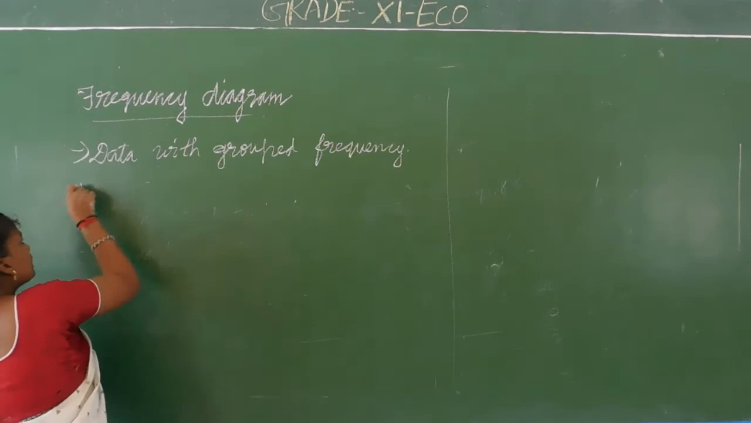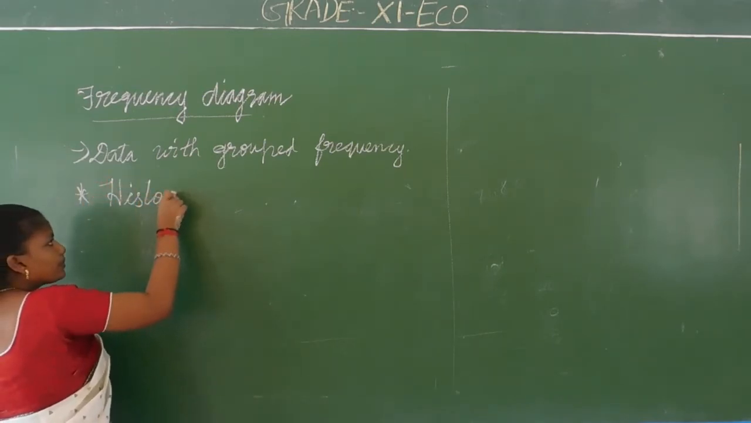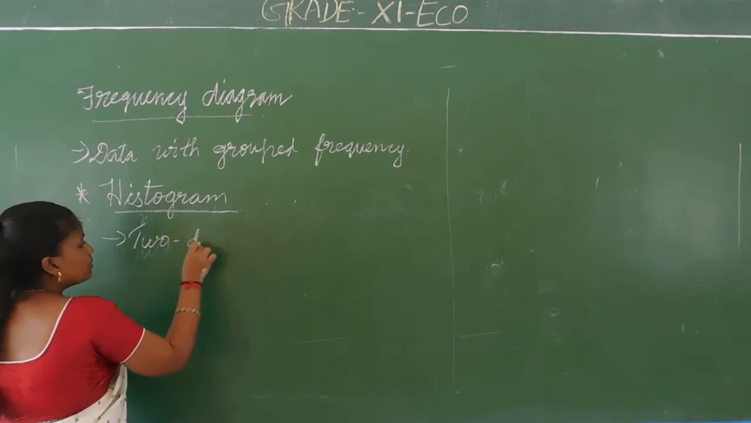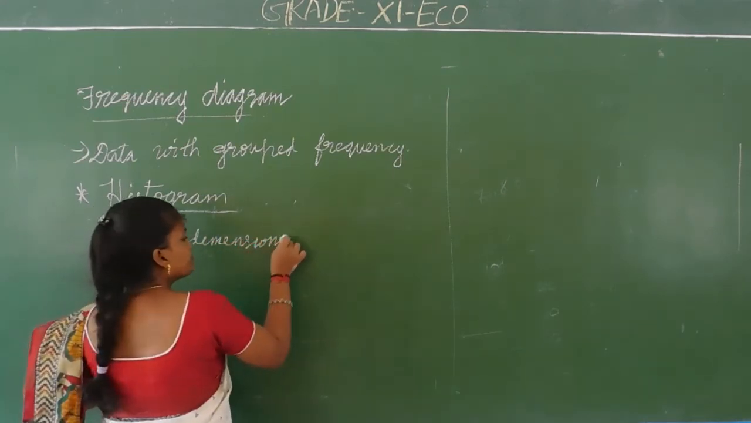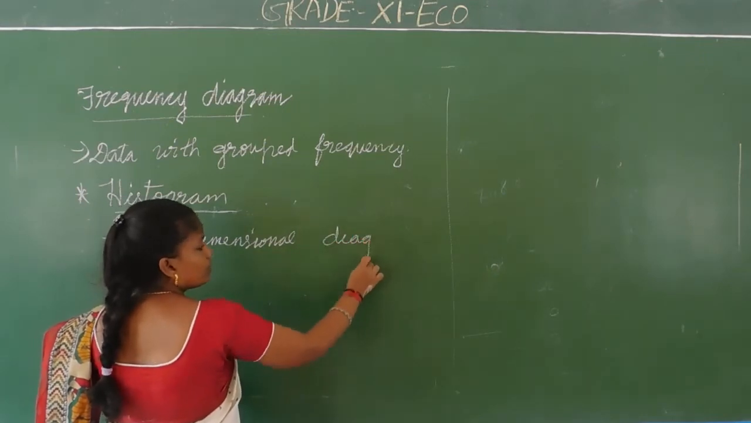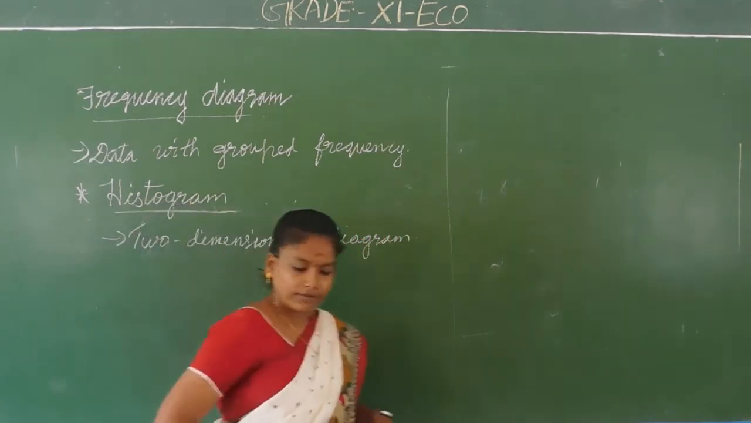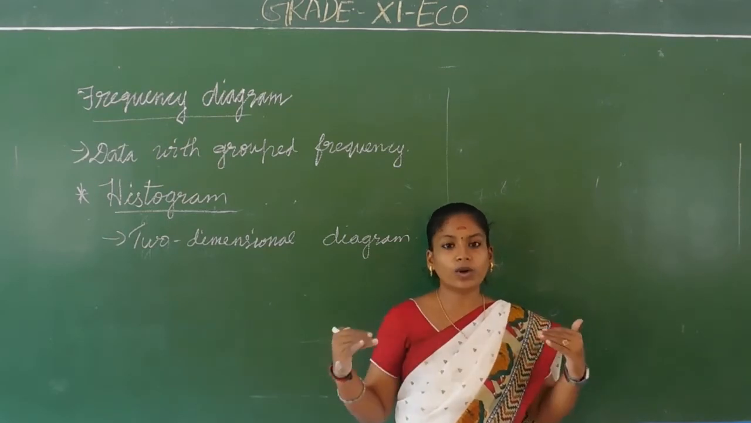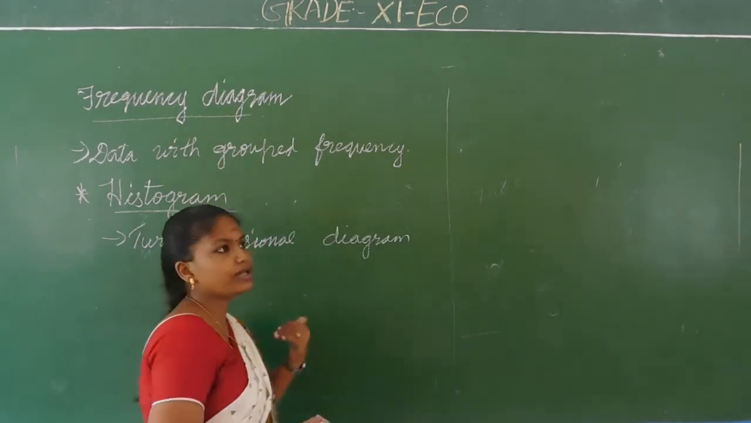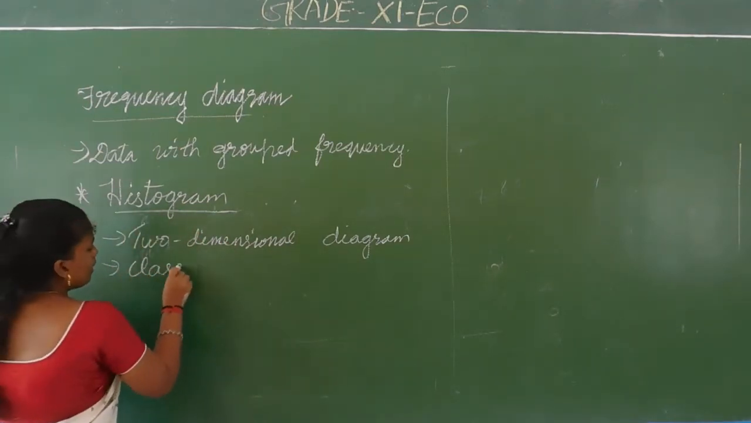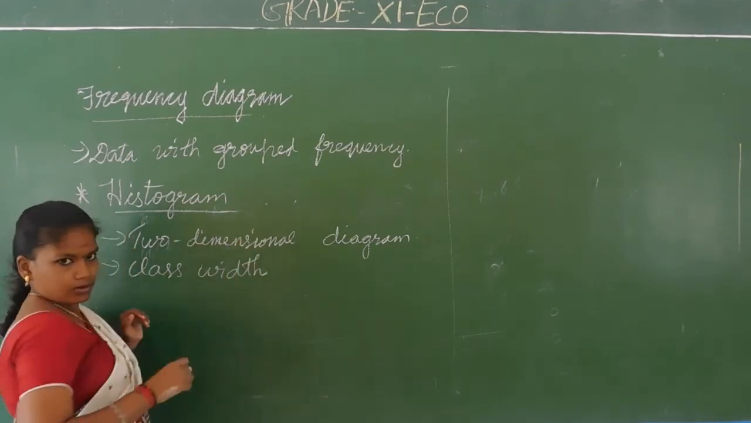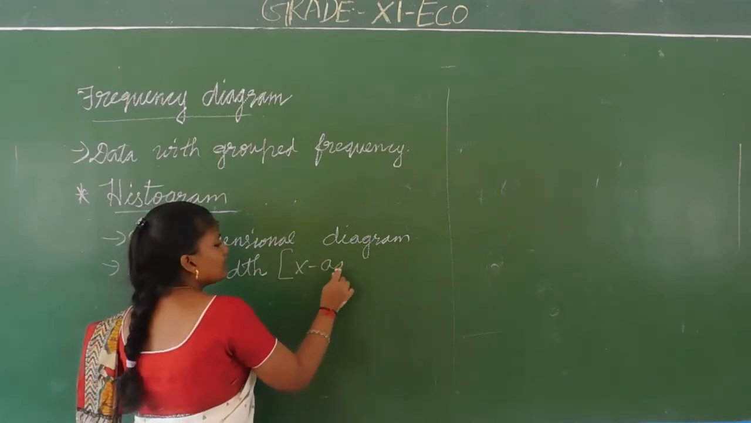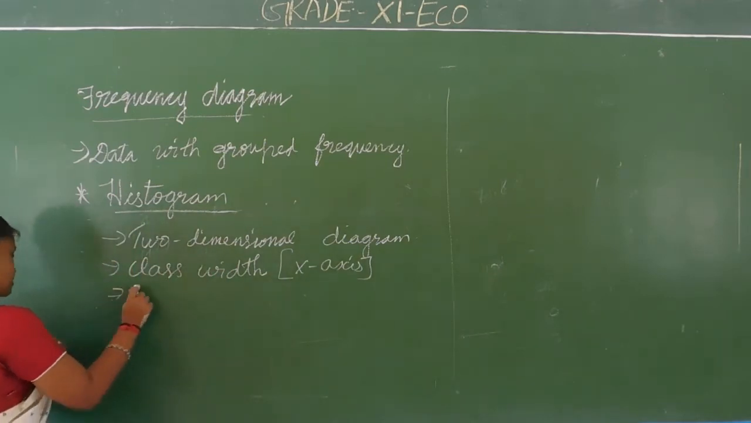What is the first diagram that we are going to talk about? Histogram, and it is a 2-dimensional diagram. Okay, we are going to have a 2-dimensional diagram. It is a set of rectangles with base as the intervals between class boundaries, that is class width. The upper class limit and the lower class limit are kept as the intervals, and they are on the x-axis. What would be on the y-axis?